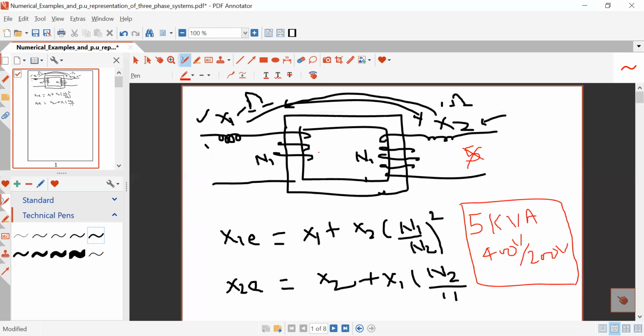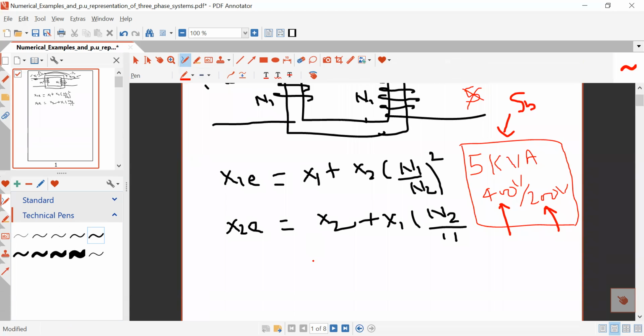So base value for this transformer, SB base will be 5 kVA, and for primary side voltage base will be 400 volt, and for the secondary side the base voltage will be 200 volt. So this rating is usually given so that you can consider base value.